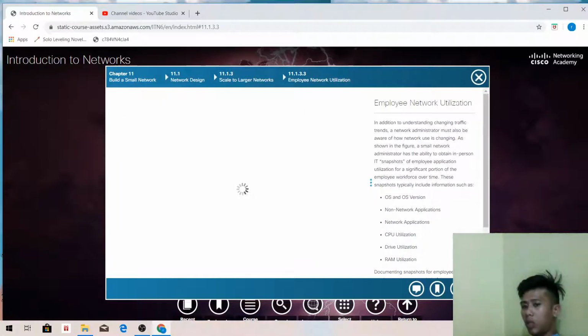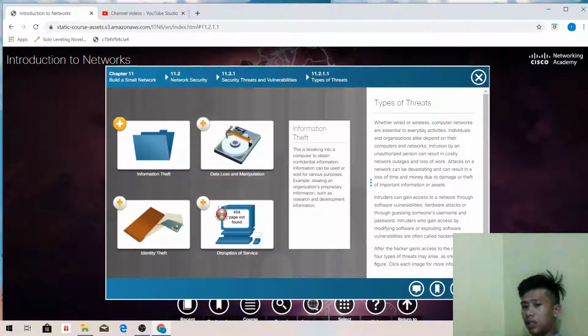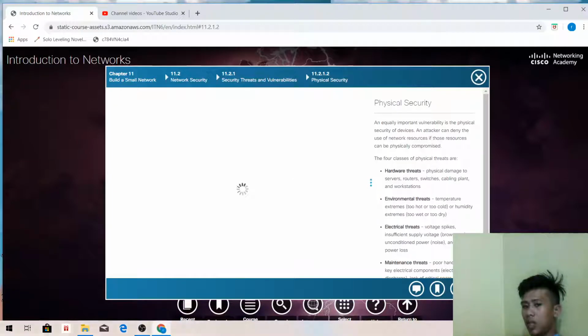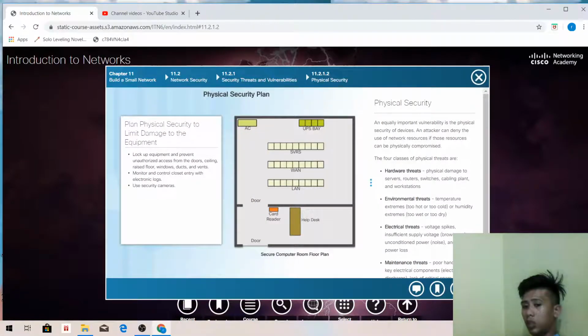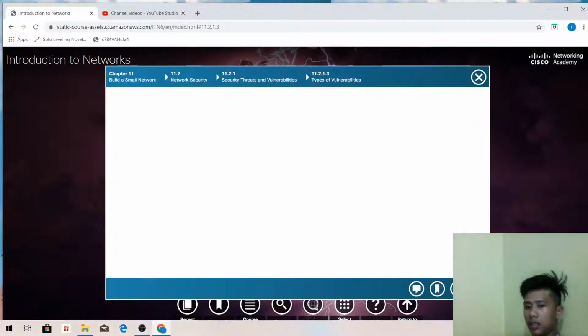The employee network utilization. Types of threats. Physical security. The first one is the hardware threats, environmental threats, electrical threats, and maintenance threats. Hardware threats is the physical damage, and environment threats is the temperature extremes. And electrical is the voltage spikes, and the maintenance is for handling key electrical components.